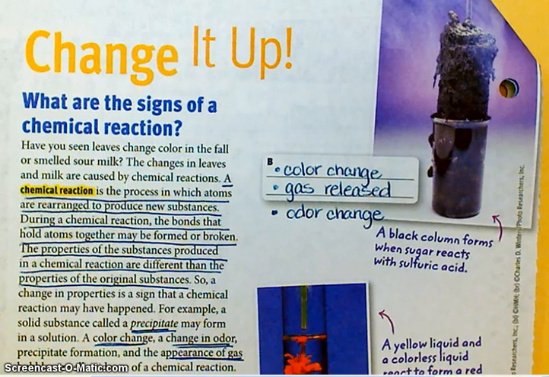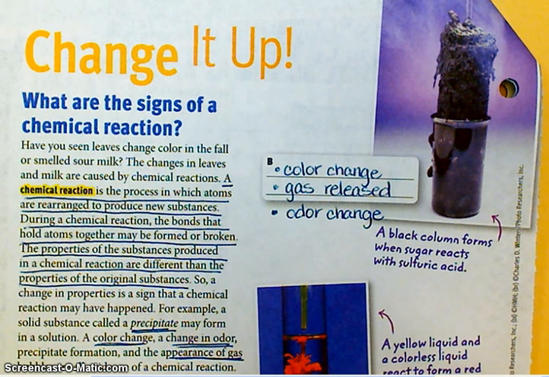On this one, you have a yellow liquid and a colorless liquid. As soon as they touch each other, they react to form a red precipitate. So, what pieces of evidence do we see in this particular chemical reaction? We see again a color change. And we also see the formation of a precipitate.